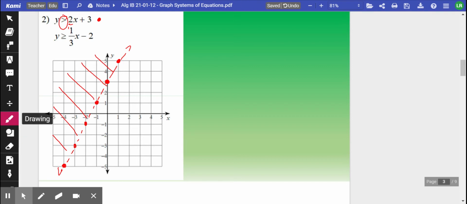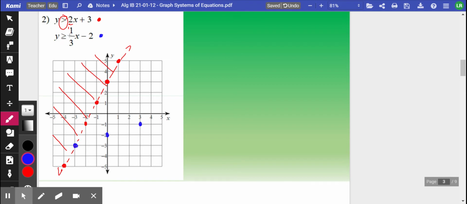Then I go on to my next one, and I'm going to do that one in blue. So the y-intercept here is -2, and my slope is 1/3. So that'd be up 1, right 3, but also go down 1, left 3.